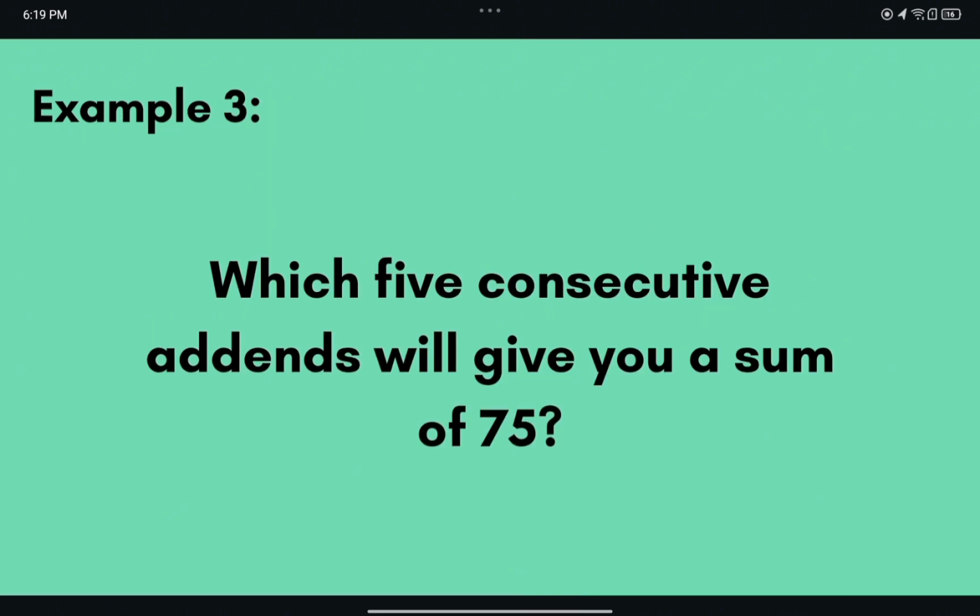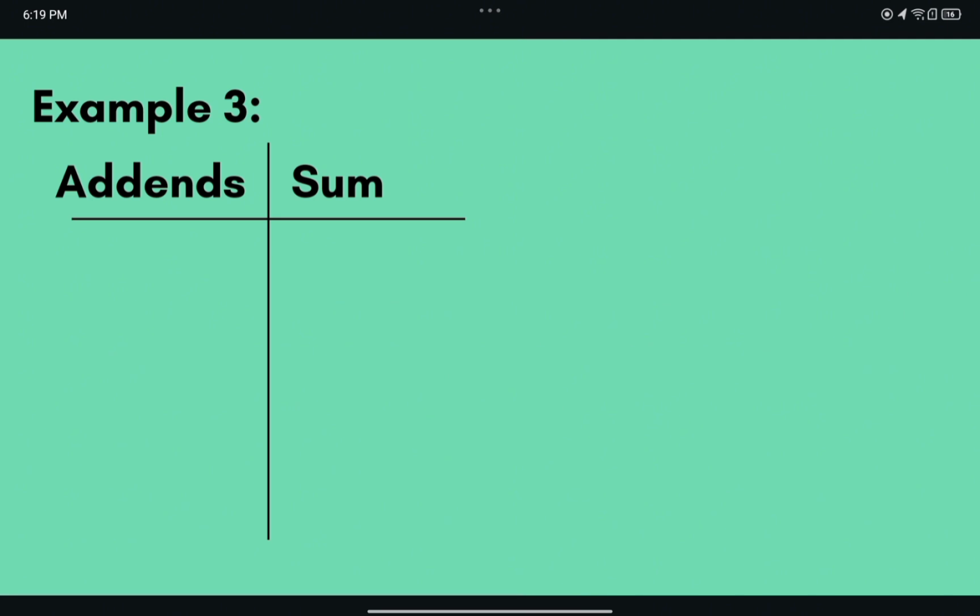Example number 3. Which 5 consecutive addends will give you a sum of 75? So, dito naman, ang pagkakaiba lang nung example 2 sa example 3, dito 5 consecutive yung hinihingi para lang mabigay yung sum of 75. So, gawa ulit tayo ng table. And 5 consecutive yung gagawin natin. So, 14, 15, 16, 17, 18 will be 80.